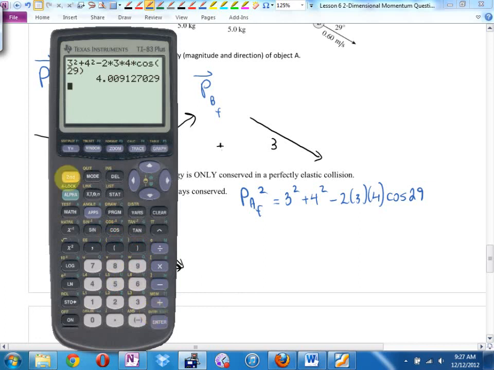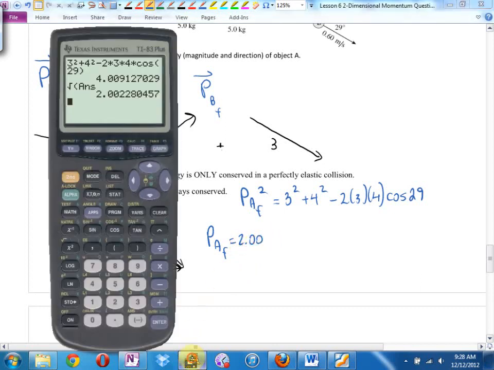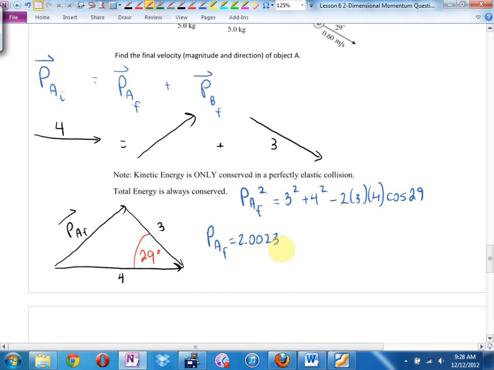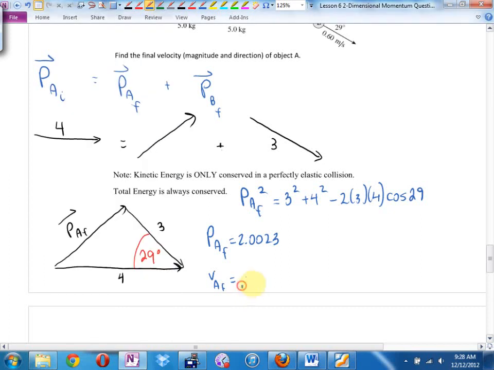Oh, square root. The mystery momentum is pretty much bang on 2. I'll go 2.0023. I'll carry a few extra sig figs because I know I'm going to be using this. How can I find the velocity? Because this is the momentum, divide by the mass. What was the mass? 5? .40 meters per second. That's the speed.